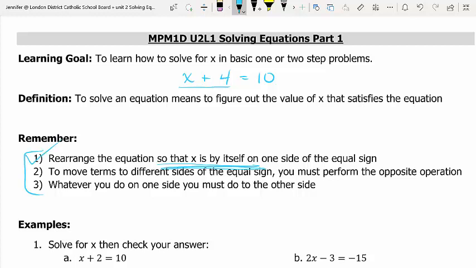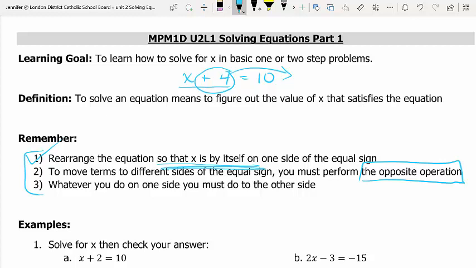Number 2, whenever you move terms from one side of the equal sign to the other, so maybe I want to move this +4 over here so that x is by itself, to do that, you perform the opposite operation. That's how you move things around. And again, I'll show you what I mean by that in the examples.